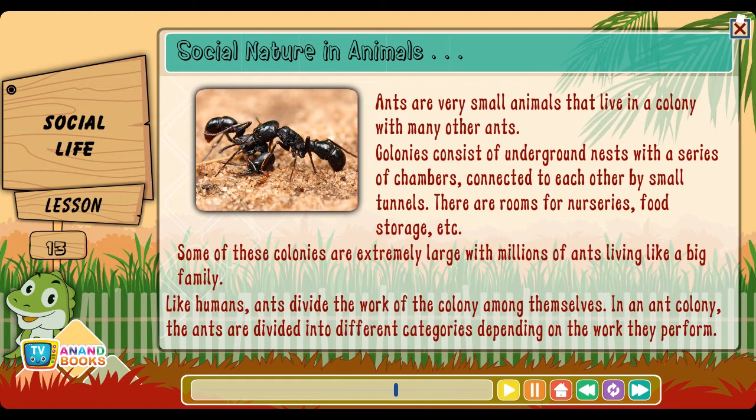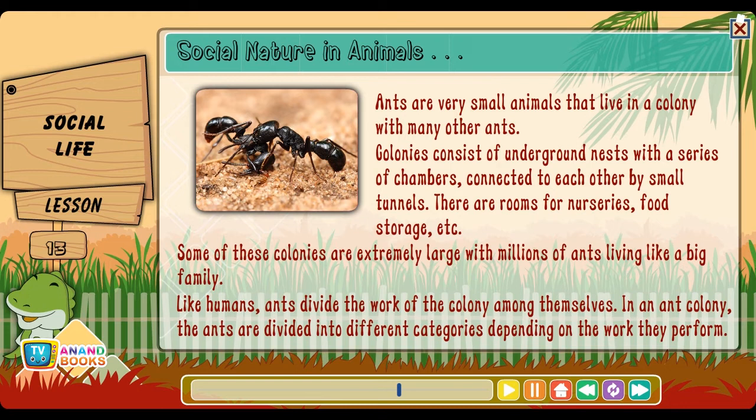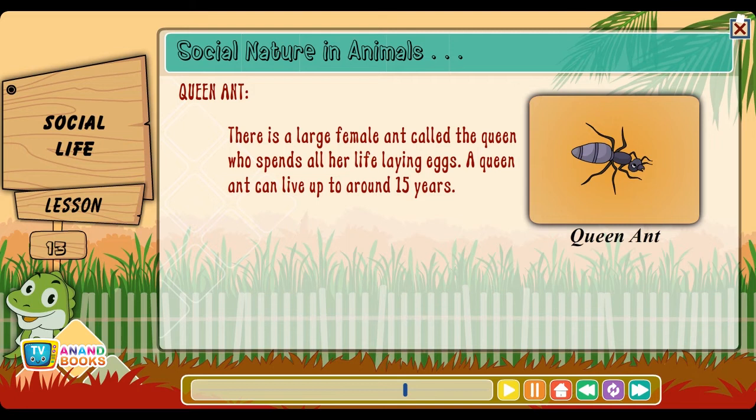Like humans, ants divide the work of the colony among themselves. In an ant colony, the ants are divided into different categories depending on the work they perform. Queen ant. There is a large female ant called the queen who spends all her life laying eggs. A queen ant can live up to around 15 years.